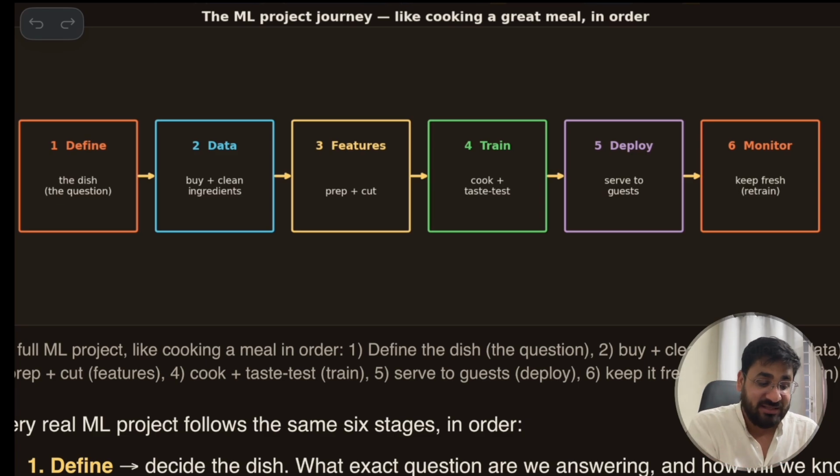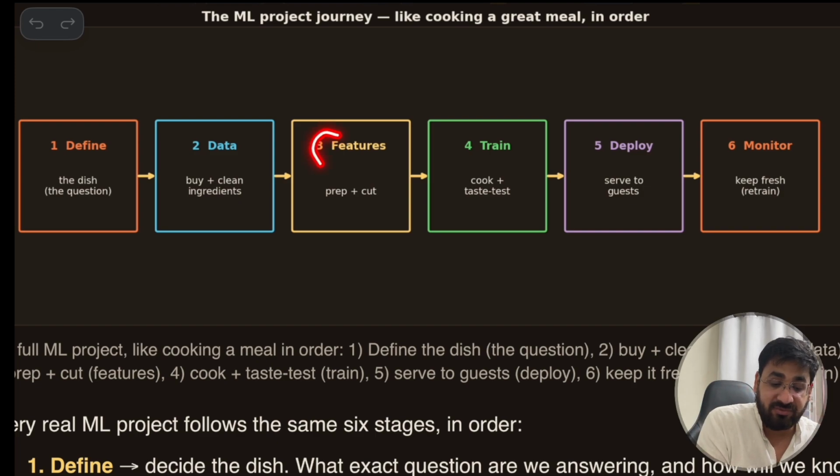Yes, right. See, first is defining. You first decide what we are going to cook today. Similarly, we have to define the problem set: what problem we are going to solve through this model. Second stage is the data. Data means, in cooking, buying and cleaning the ingredients. This is the real task. 80% of the work of a machine learning engineer happens here, cleaning the data. And in cooking, this is very important.